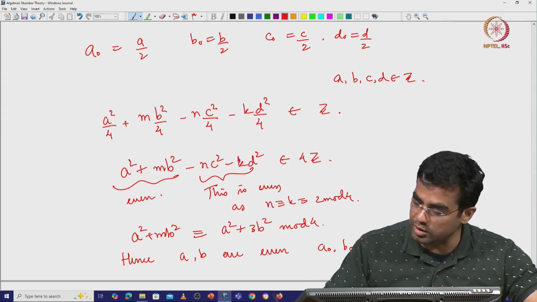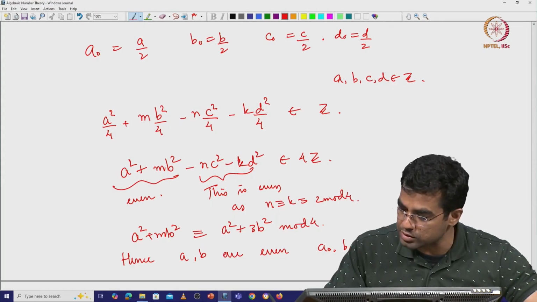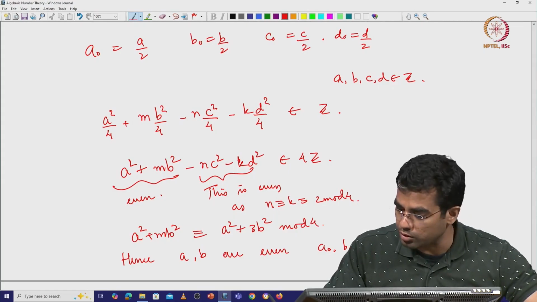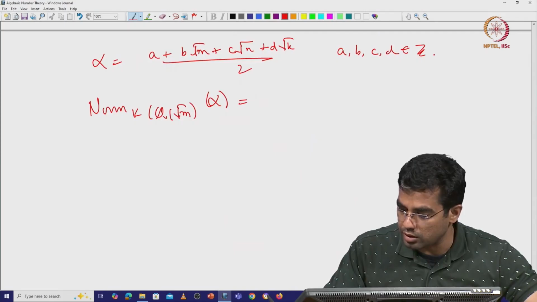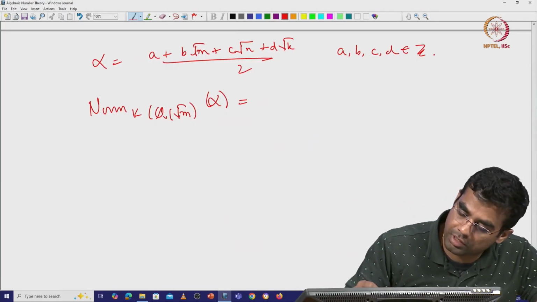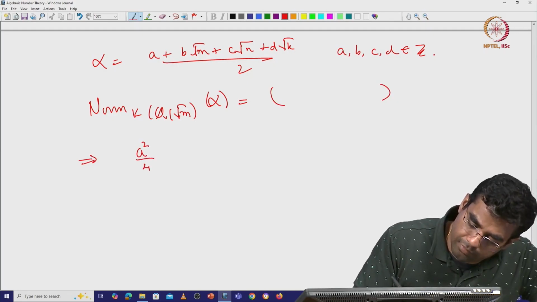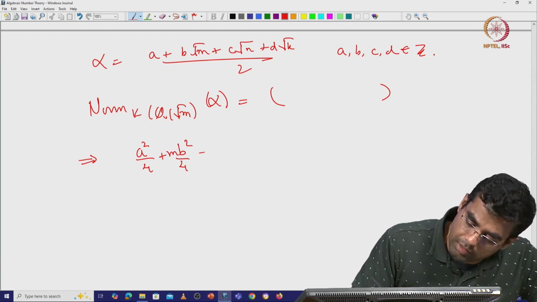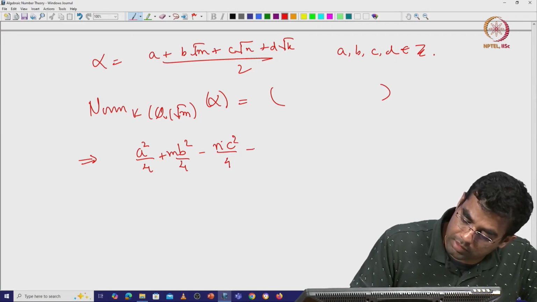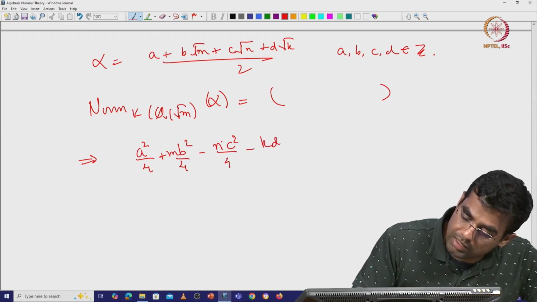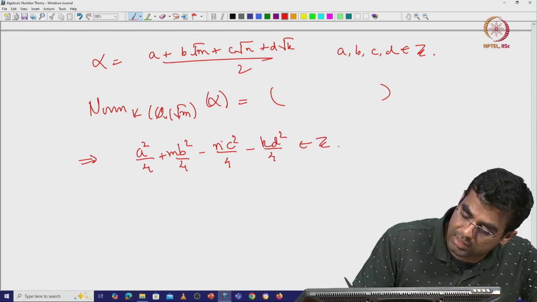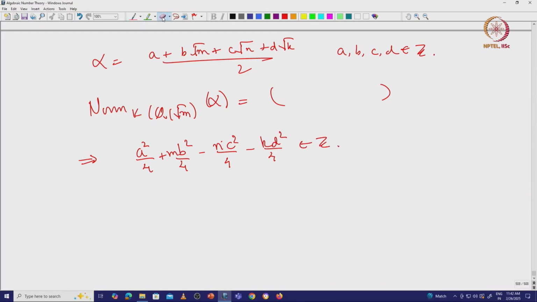Yeah, it's still going to be something like this. So, at least one component of it. So, let me write that down. It is whatever it is, which tells you that a square by 4 plus m b square by 4 minus n c square by 4 minus k d square by 4 is in z. Yeah, I am not sure what exactly I should look at.